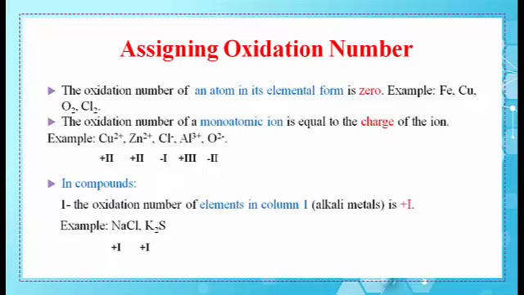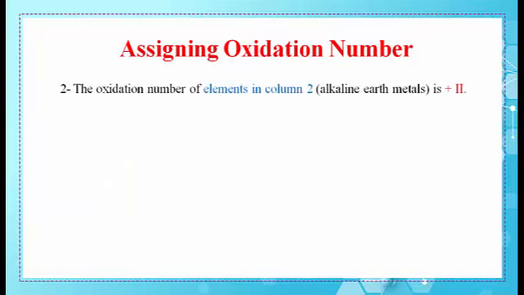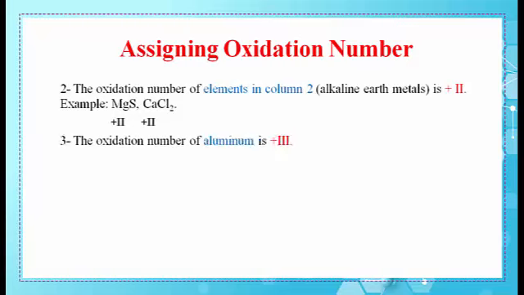The oxidation number of elements in column 2, which are known as alkaline earth metals, is +2. An example is MgS and CaCl2. Both Mg and Ca are alkaline earth metals found in compounds, so their oxidation number is +2. The oxidation number of aluminum is always +3 in a compound. Example, AlCl3: the oxidation number of Al in this compound is +3.